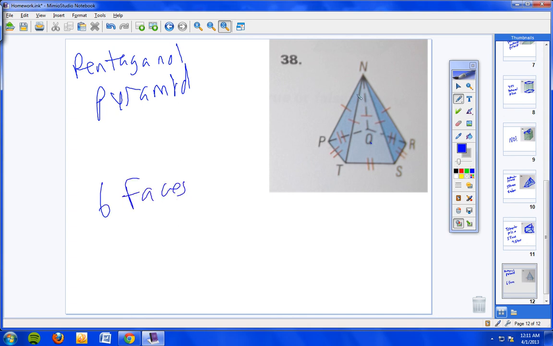And now let's count the edges. 1, 2, 3, 4, 5, 6, 7, 8, 9, 10. I'm getting 10 edges. And that is correct. The other 5 are down here. 1, 2, 3, 4, 5.